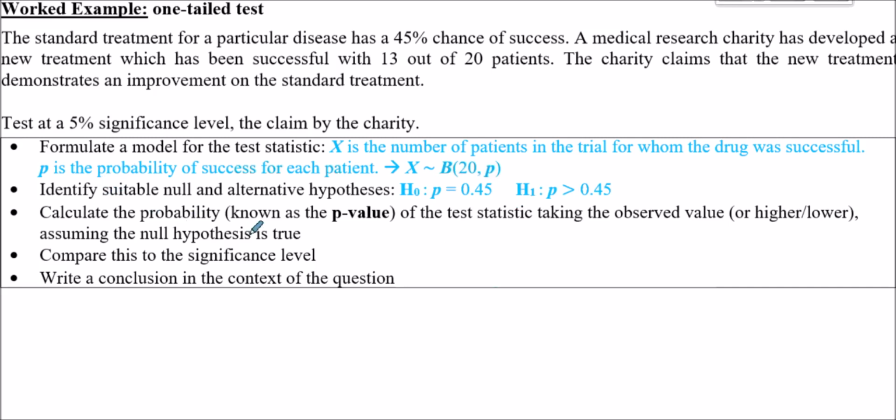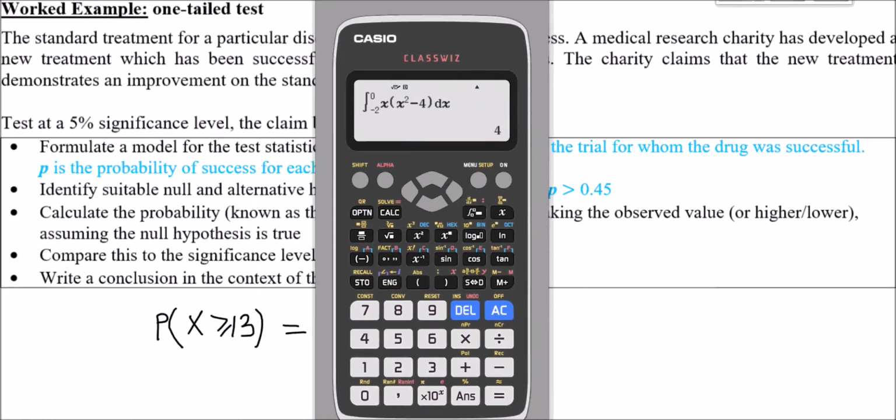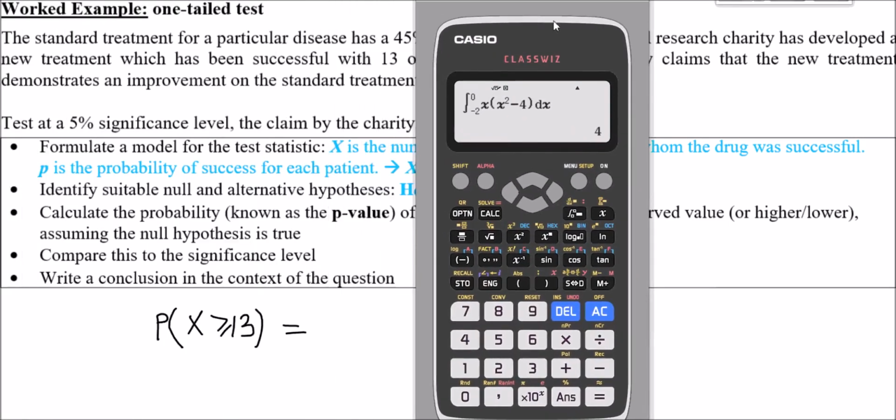Next, we need to calculate the probability of the test statistic taking that observed value. And so our test statistic here is 13 out of 20. And so what was the odds of having 13 or more patients for which this was a success? Well, this is where we bust out the ClassWiz. How to get the correct mode? We press menu, 7, scroll down to CD, press 1, press 2 for variable.